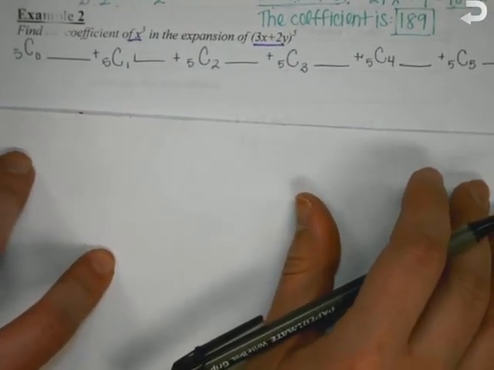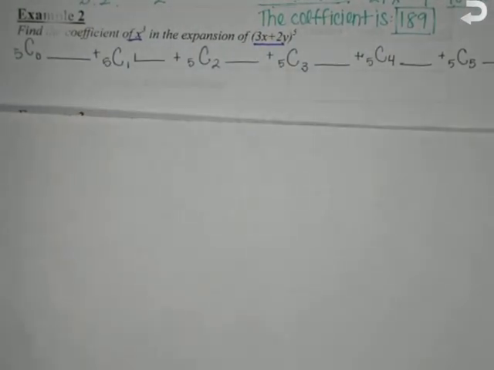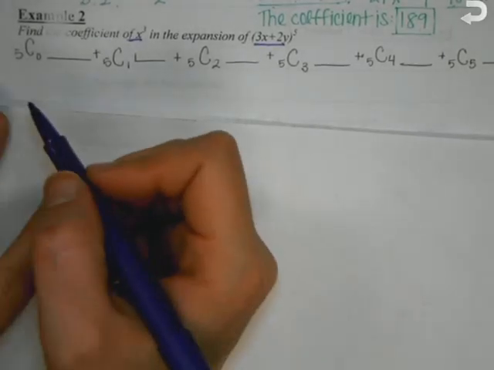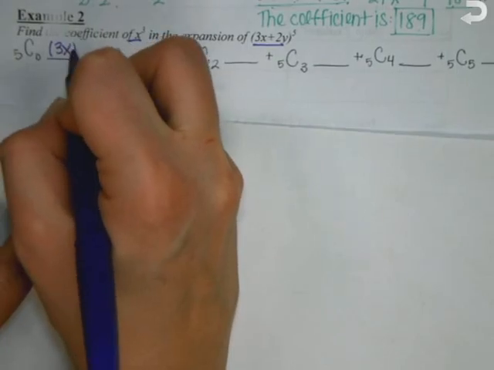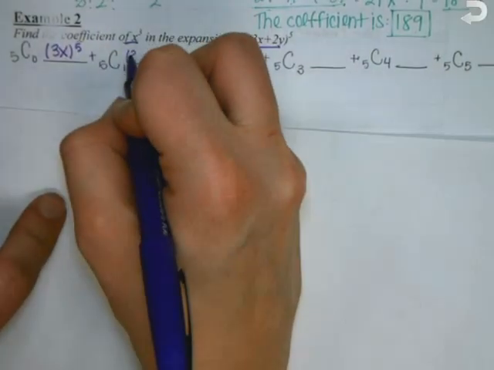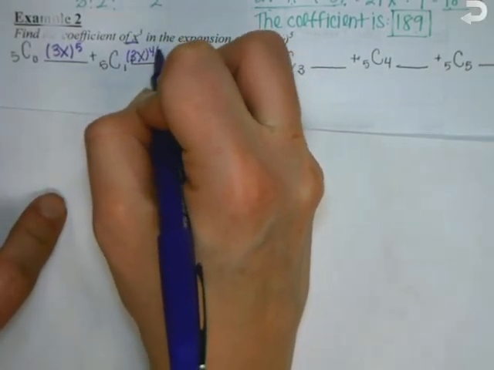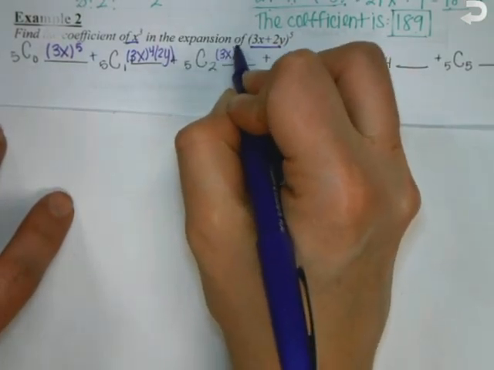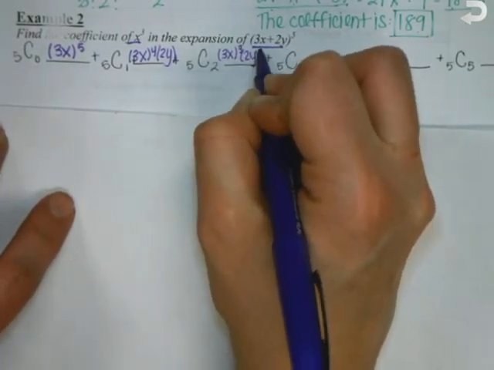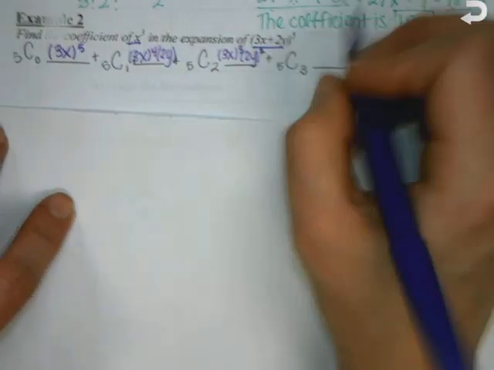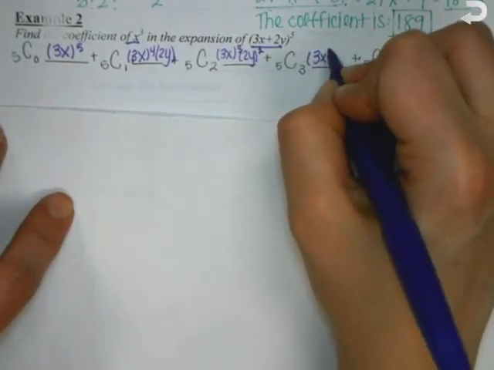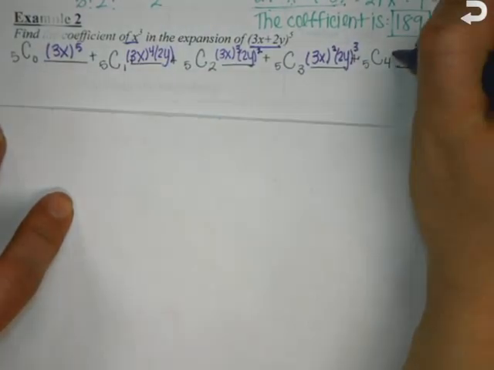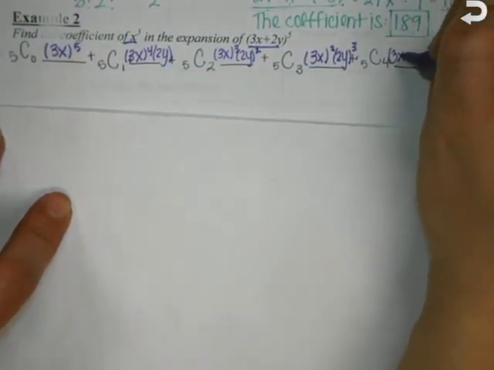Okay, so what is going to be my first term here? 3x to the 5th. Next one, 3x to the 4th and 2y. Next one is 3x to the 3rd, 2y to the 2nd, 3x to the 2nd, 2y to the 3rd. Next one is 3x and 2y to the 4th. And the last one is 2y to the 5th.